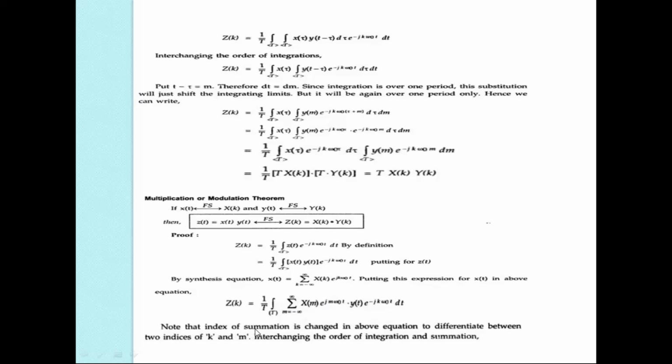Note that the index of the summation is changed in the above equation to differentiate between the two indices. See, if these two indices were the same, whenever you take a k value, the two indices of k and m would be confused. Here k is there and here is m. Now we can interchange the order of the integration and the summation. Integration here is y of t and summation is in x of m.